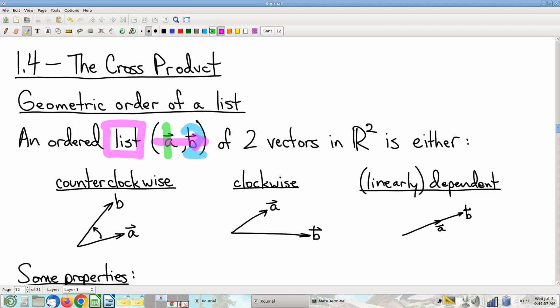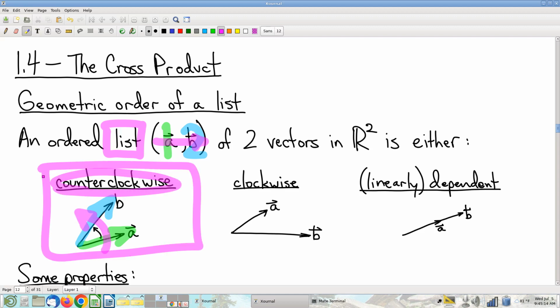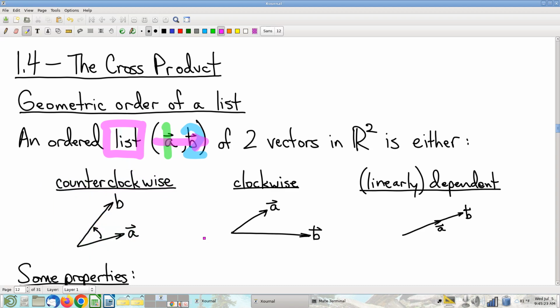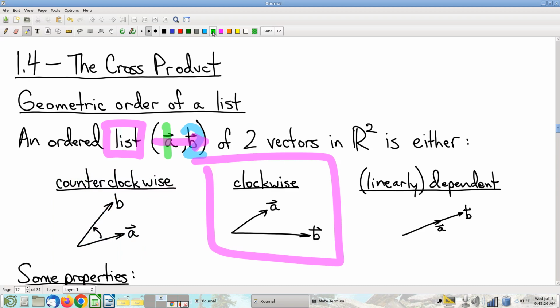So here's the thing. A could be that vector, B could be that vector, in which case this list, where A is first and B is second, wouldn't you be tempted to call that counterclockwise? At least in this case right here. Okay, well, that's if A and B happen to be those two vectors. But if A and B instead were like so, A being that one and B being that one, well, A first, B second, wouldn't you be tempted to call that clockwise, not counterclockwise?